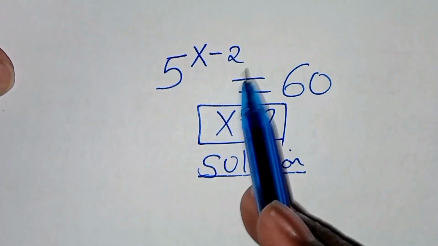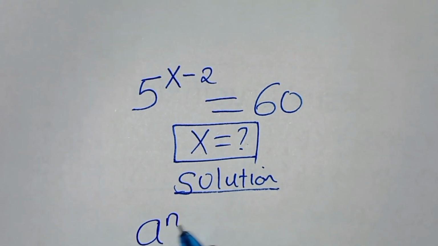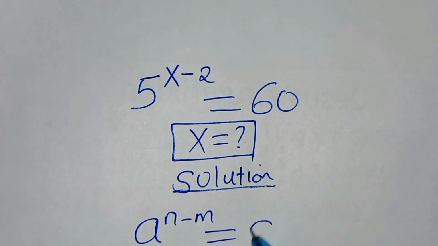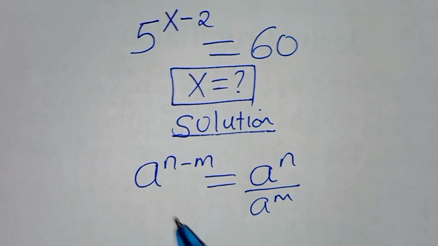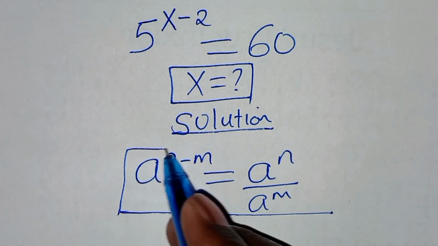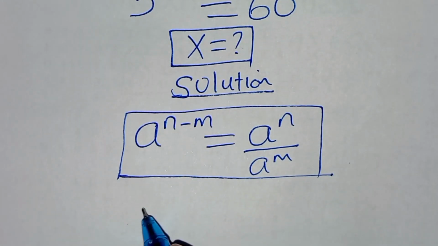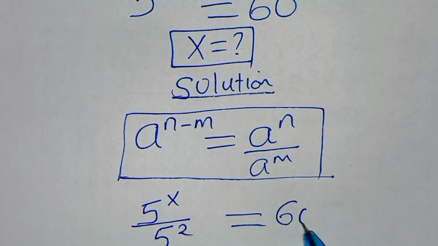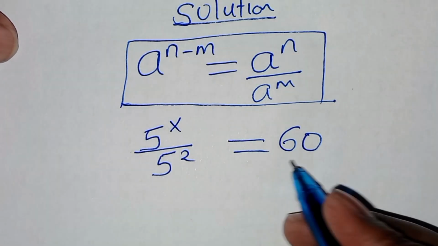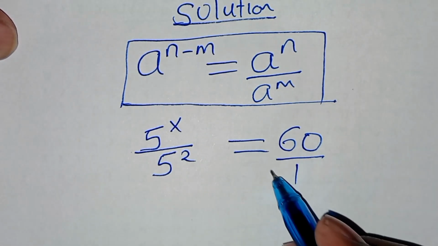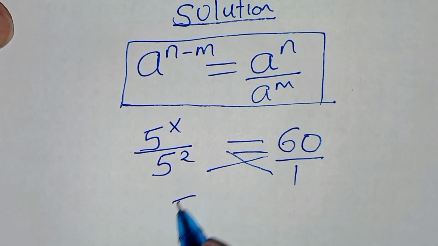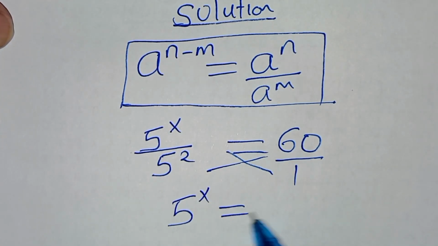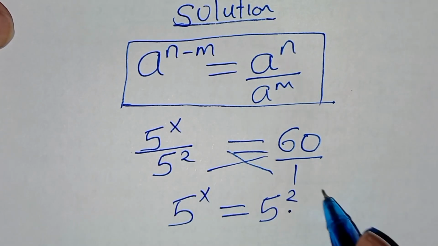Now, this exponential equation is in the form of a to the power n minus m, which we can express as a to the power n divided by a to the power m. Applying this exponential property, you find that this is the same thing as 5 to the power x divided by 5 to the power 2, equal to 60. 60 is a whole number, so it's over 1. So let's cross multiply here. We'll have 5 to the power x equal to 5 to the power 2 times 60.